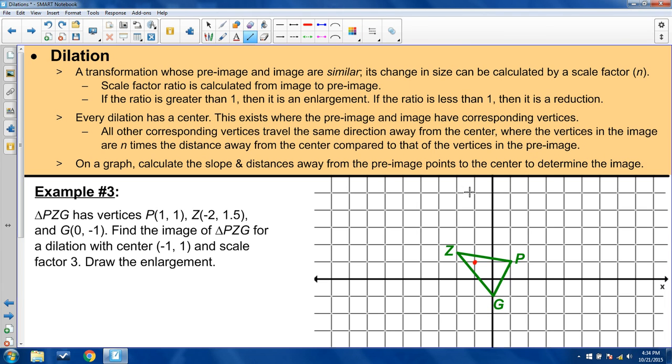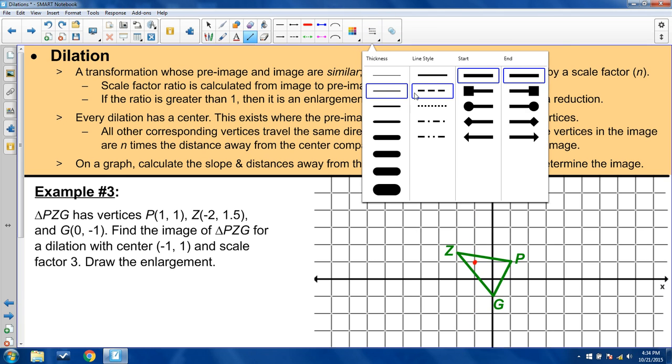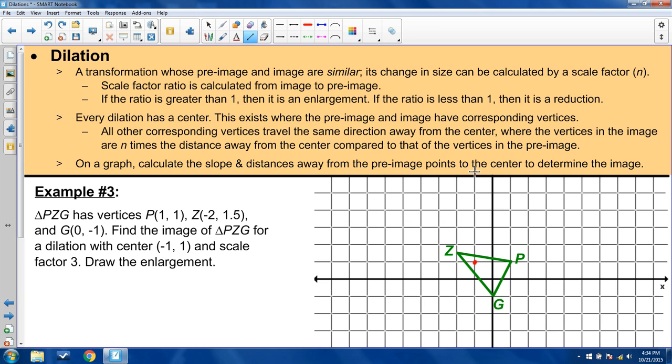If you've watched my rotation video, then you know exactly what I'm talking about here. If I made new axes right here, ignore the old black XY axes. I don't want to look at them anymore. I want to look at these two axes right here and treat this as my new quote-unquote origin, because what I want to do is find the distances away from this center point with regard to P, G, and Z.